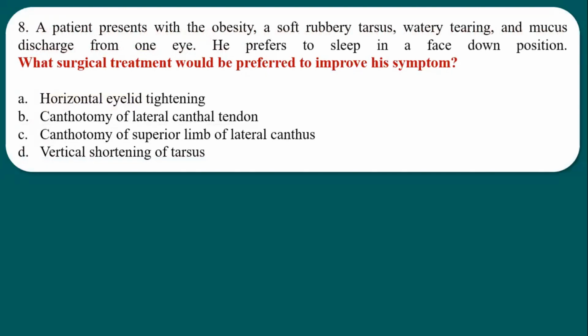A patient presents with obesity, a soft rubbery tarsus, watery tearing, and mucus discharge from one eye. He prefers to sleep in a face-down position. What surgical treatment would be preferred to improve his symptoms? Horizontal eyelid tightening? Canthotomy of lateral canthal tendon? Canthotomy of superior limb of lateral canthus? Vertical shortening of tarsus?